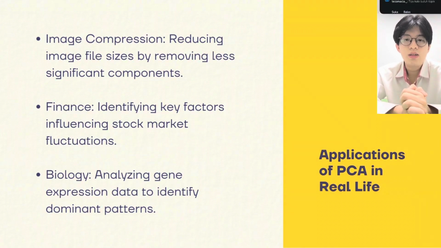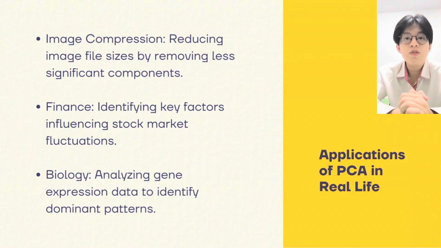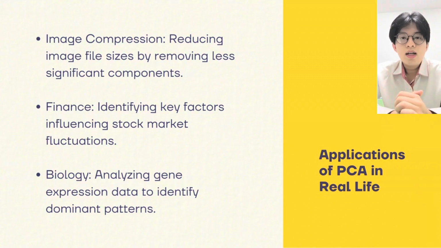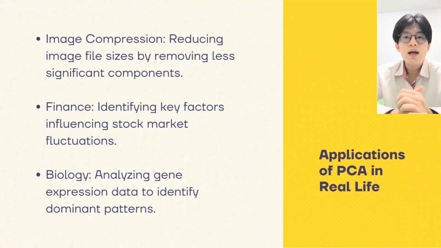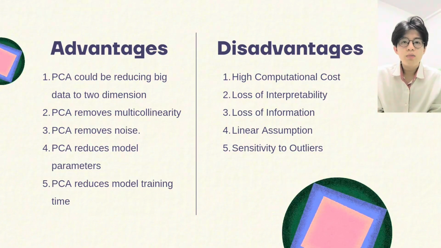Lastly is biology. PCA is extensively used in biology, especially for analyzing gene expression data. It helps identify dominant patterns by reducing thousands of gene expression variables into a smaller set of principal components. This makes it easier to understand which genes are most relevant to certain diseases or biological processes, accelerating research and diagnosis. Now we can talk about the advantages of PCA.